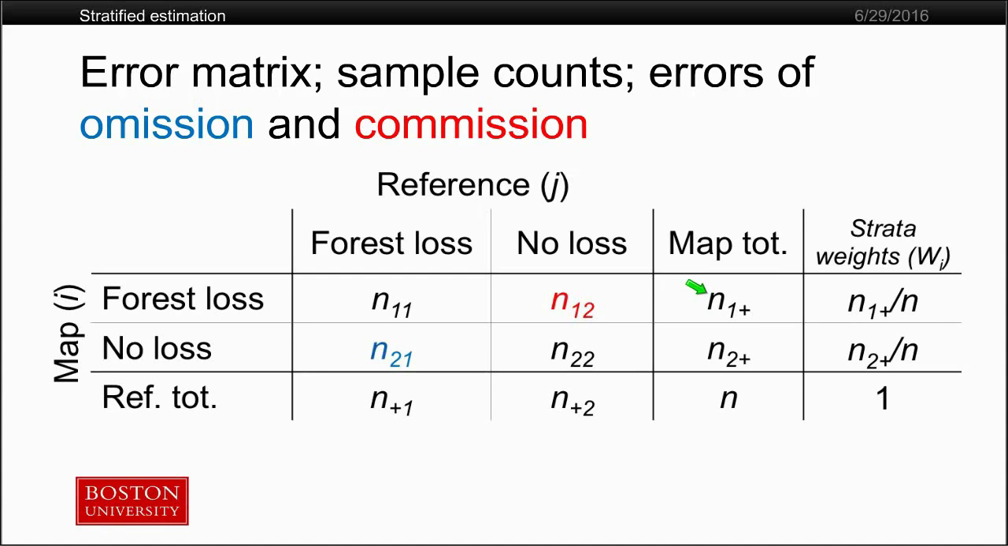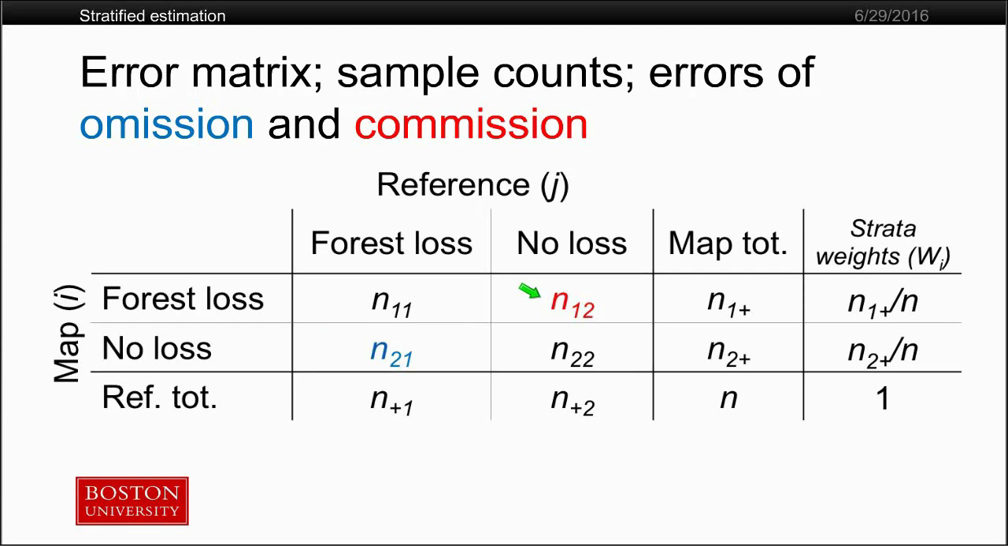What we're going to have to do instead, and what we want to do, is to express this as area proportions. So rather than saying that I have five errors of commission, what does that mean? It doesn't really mean anything. Or I have two errors of omission. It's not terribly informative. It doesn't say much. So what we want to do is to express this as area proportion.